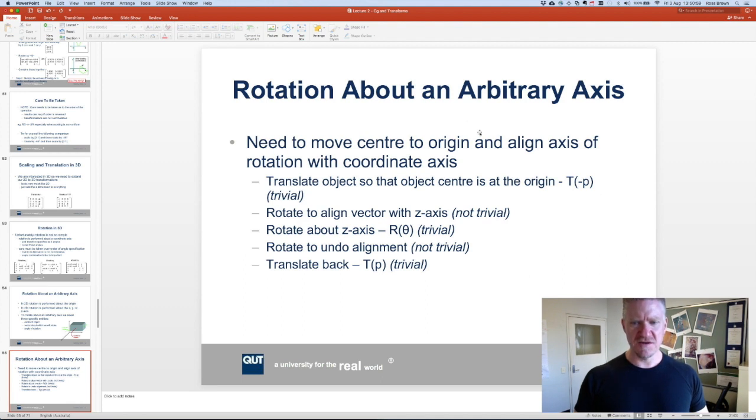So you need to move the center to the origin and align the axis of rotation with a coordinate axis. Translate: we translate the object so its center is at the origin, t minus p. That's trivial. Rotate to align the vector with the z axis, not trivial. Rotate about the z axis, trivial. Rotate to undo the alignment, not trivial. And then translate back to the original position.